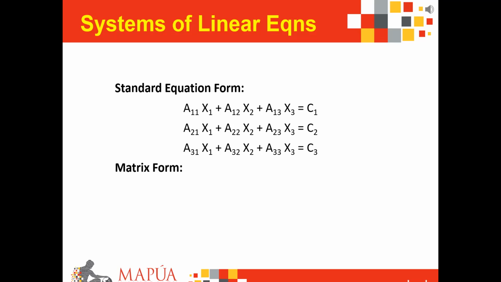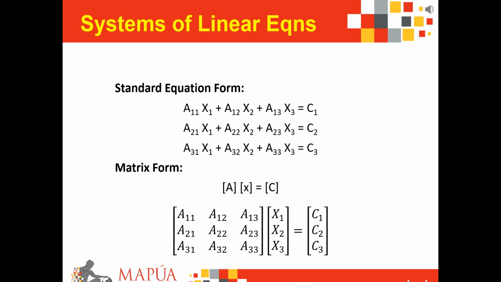We could also write down our system of linear equations in matrix form, which appears like this, whereby matrix A comprises the coefficients of our given system of linear equations, which is a 3 by 3 matrix. Your matrix X, comprising your unknown variables x1, x2, x3, is a 3 by 1 matrix, and your constant matrix C, comprising the values C1, C2, and C3, is again a 3 by 1 matrix.